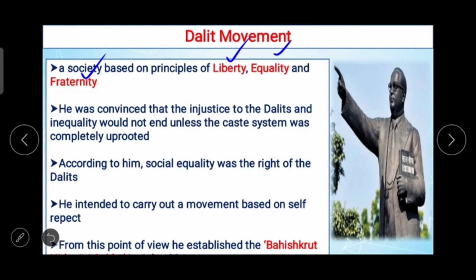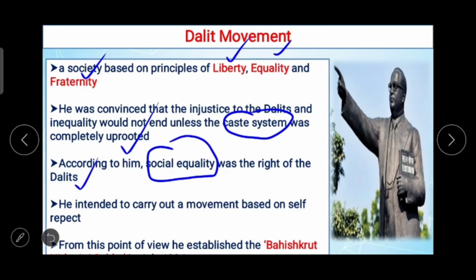So you know the meaning of liberty, equality, and fraternity, and at the same time you know the importance of all these things in the society. So Dr. Babasaheb Ambedkar was convinced that the injustice to the Dalits and inequality would not end unless the caste system was completely uprooted. If we want equality, the caste system has to be removed completely. And according to him, social equality was the right of the Dalits.